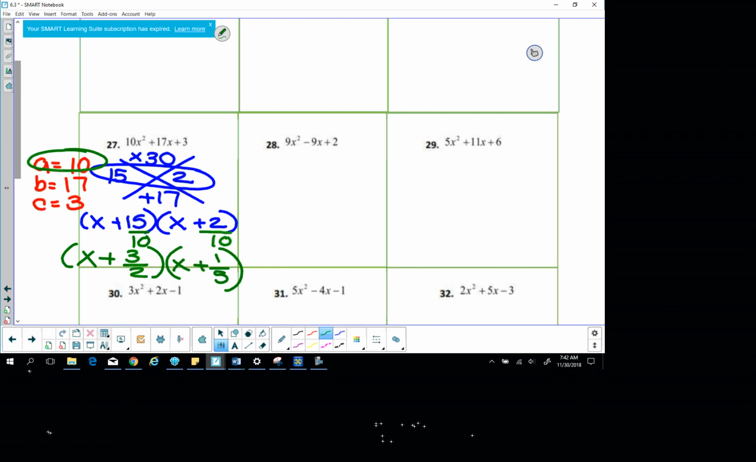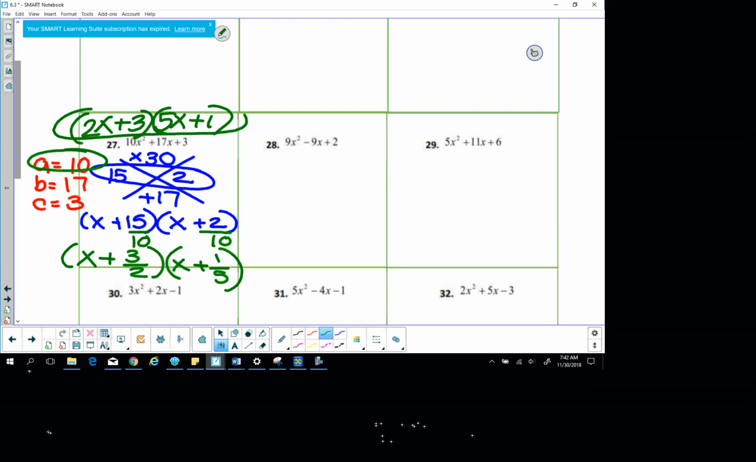Do you guys get what we just did? Yeah, so when you reduce it, you get 3 over 2. When you reduce this, you get 1/5. And so your answer, remember that 2 goes and hangs out with the x, so it's 2x plus 3. And this one is 5x plus 1. Now I know 2 times 5 is 10.